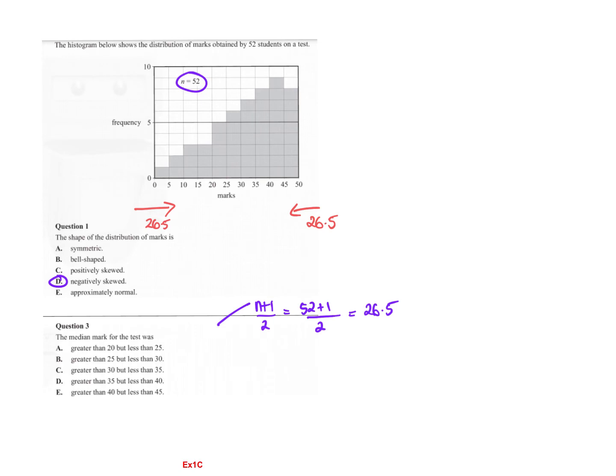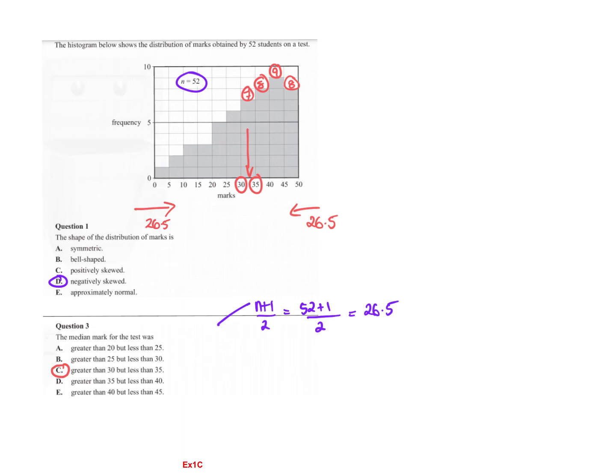So what are we saying this one is? 8. And what do I want to get to? 26. So 8 plus 9, that's what, 17, plus another 8, which is 25. Is that right? Plus another 7. Oh, yeah. So we're definitely getting into this one, aren't we? Because I only had to get to 26.5. So what are we going to say? Greater than 30 and less than 35.